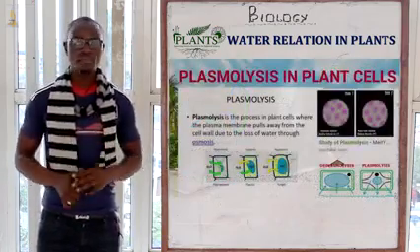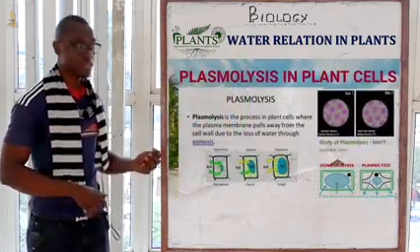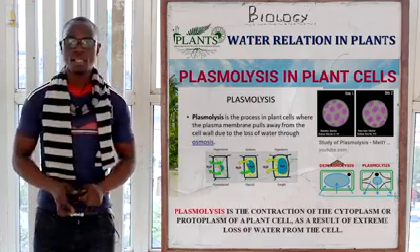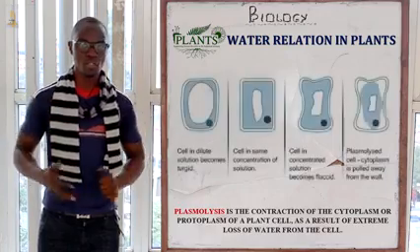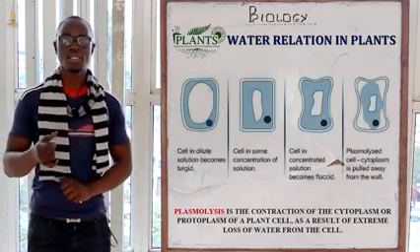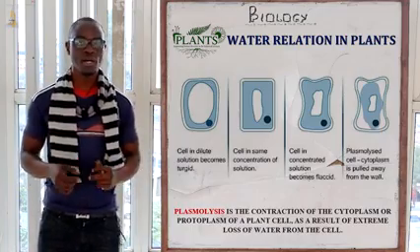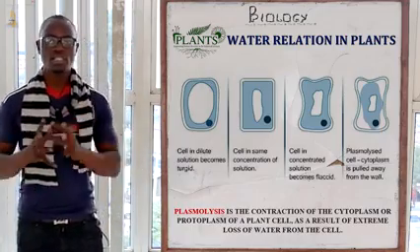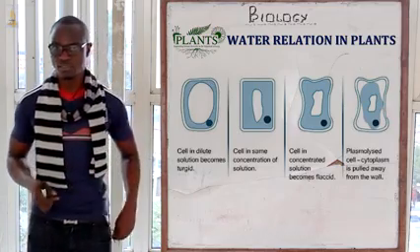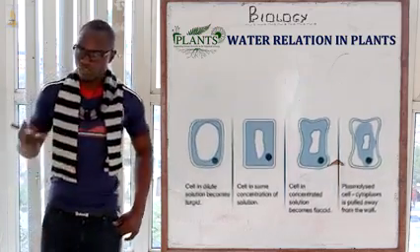So there comes another term which is called plasmolysis. So what is plasmolysis? Plasmolysis is the process where the plant cell loses a lot of water to the surrounding, shrinks and becomes flaccid. So that is plasmolysis: the plant cell loses water, shrinks and becomes flaccid.